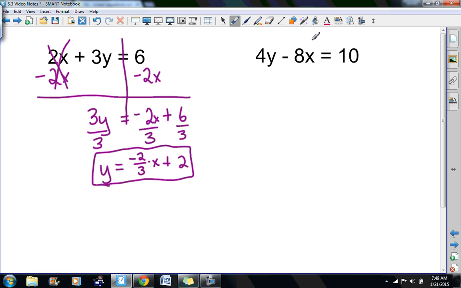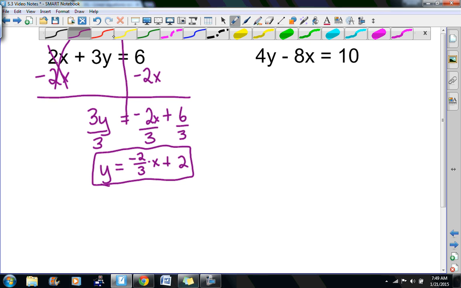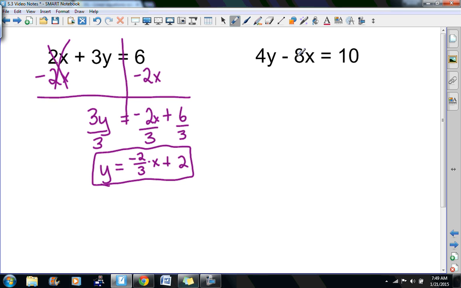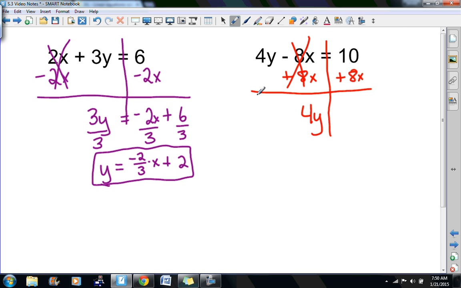Going to the right side here. Let's change color. I need to solve for y again, which means I have to get rid of the x term first, because that's on the same side as the y. So I'm going to add 8x to both sides. Once again, I do not combine the 10 with the 8x. Those are separate terms. So I get 4y left on this side. On this side, I'm going to go 8x plus 10.